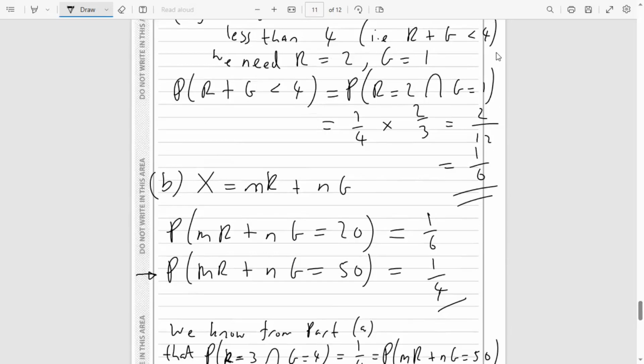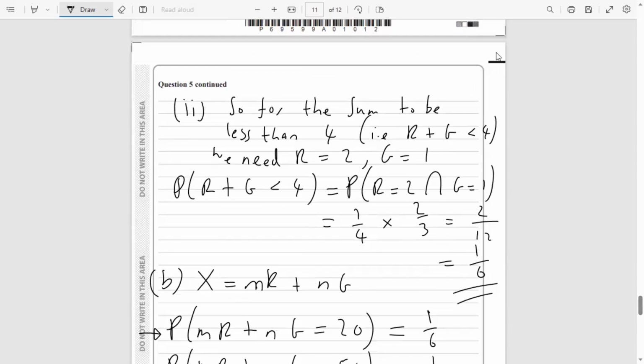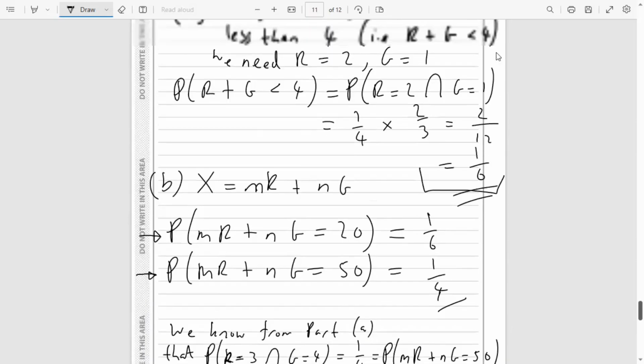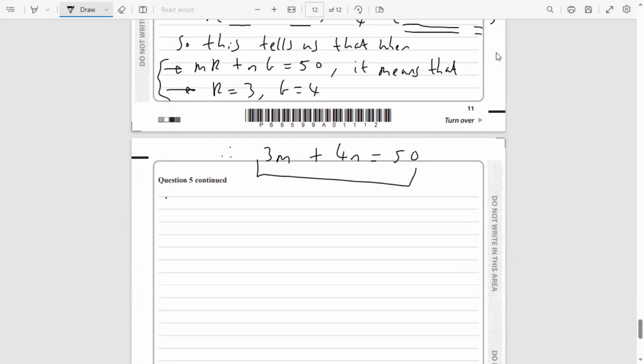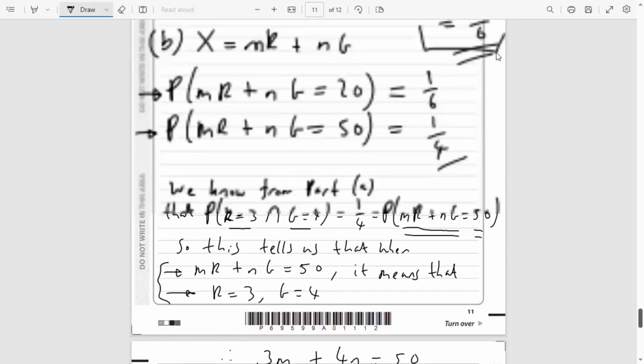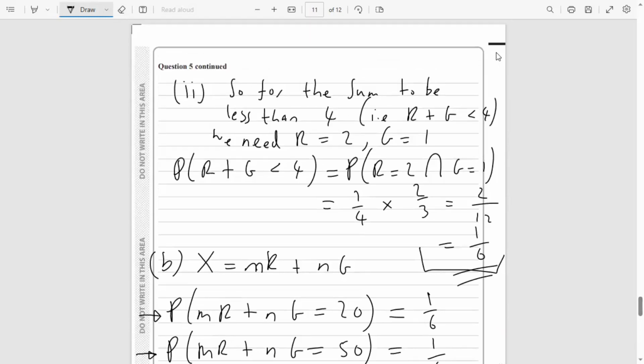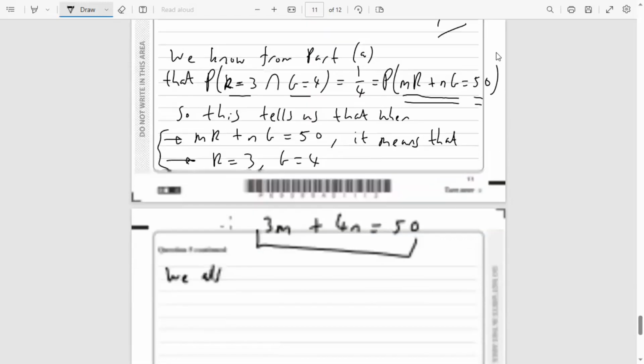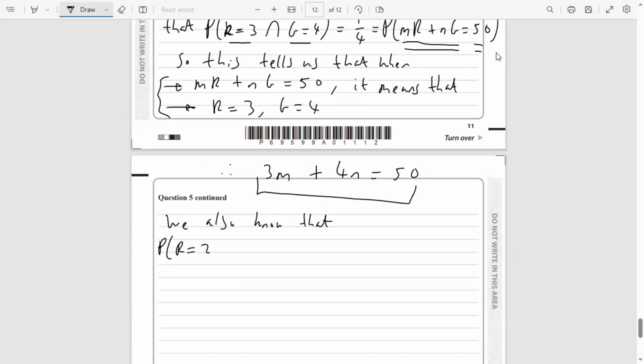And then again, we're going to do the same thing with this equation. Recognize that this probability here is exactly the same as this probability there. So again, we can do a similar little thing. So again, let's just write a sentence. So we also, sorry, let me try and make my handwriting a little bit neater because it is really messy today. We also know that the probability, so let's go back to part A of the question again. So we know that the probability of getting 2 on the red one and 1 on the green one is equal to 1/6. Let's just write this down here. So the probability we get 2 on the red one and 1 on the green one is equal to 1/6.